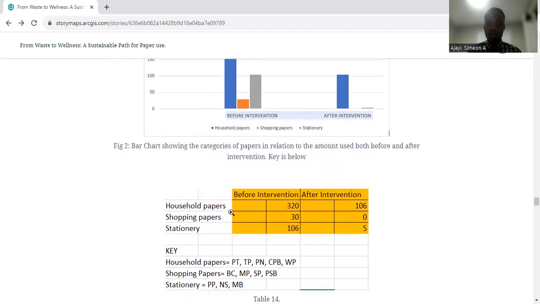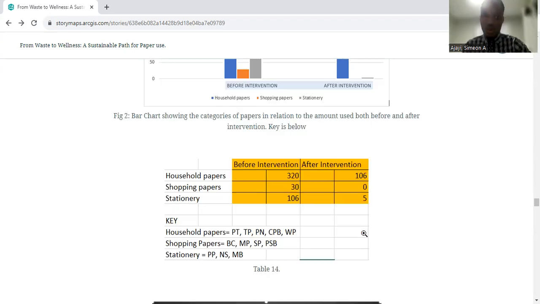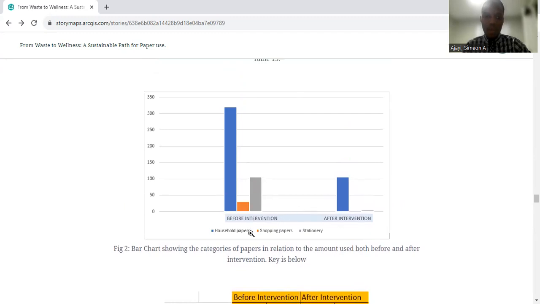So this is the table that I used in constructing this particular bar chart. Before intervention, the household papers that I used were up to 320. And then after intervention, they reduced to 106. Then the shopping papers that I used before intervention were up to 30, and after intervention, 0. The stationery that I used before intervention was 106, and then after intervention was 5. All right, so this is represented here.